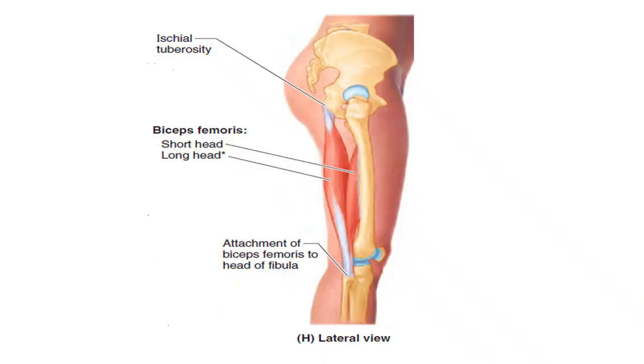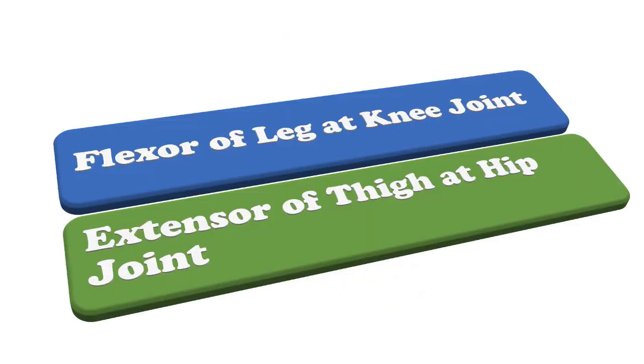Now I will tell you a few important points regarding hamstrings that will help you in exercise, and you will come to know their importance in routine activities. Initially I told you hamstrings act at the hip joint and knee joint, and they are extensors of the thigh at the hip joint and flexors of the leg at the knee joint. This action of the hamstrings should be on your fingertips, so I am repeating it again. They are extensors of the thigh at the hip joint and flexors of the leg at the knee joint.